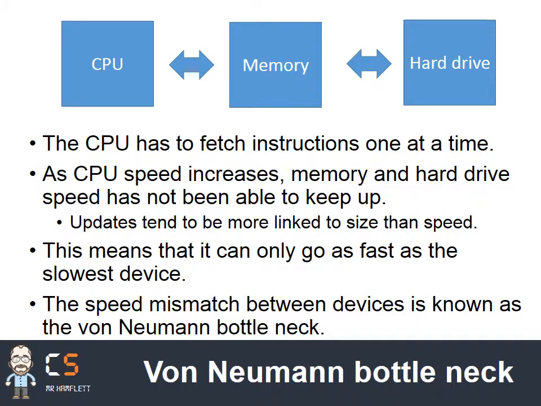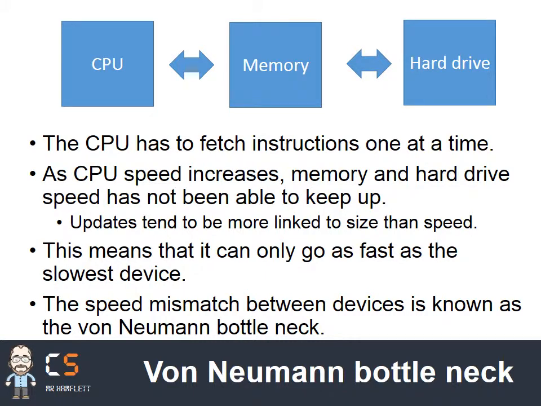So if I'm, say, loading and executing a program from the hard drive, it has to copy from the hard drive to memory, then memory into the CPU, which means that I can only go as fast as the hard drive. So I'm waiting for the hard drive to basically send the data over. The CPU ends up being idle for the majority of that process.